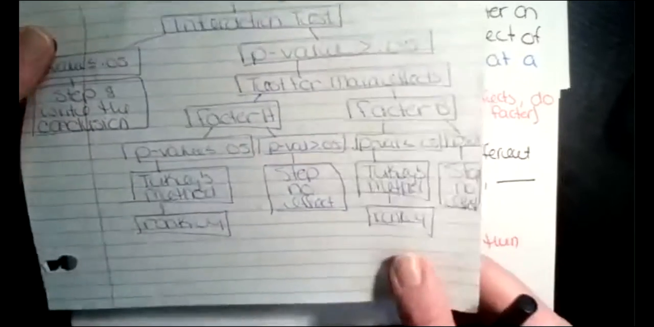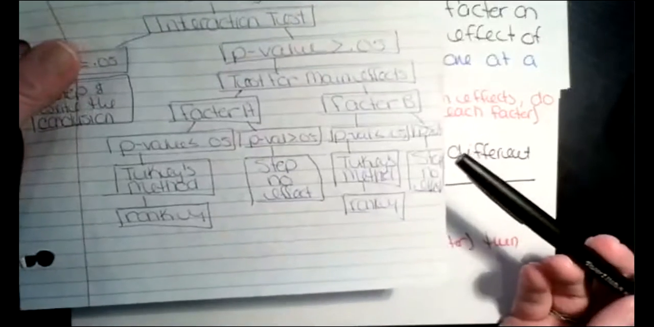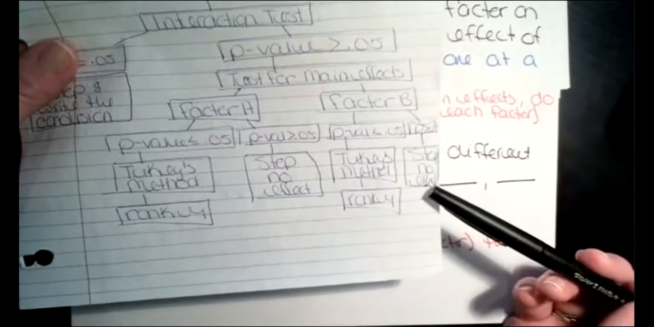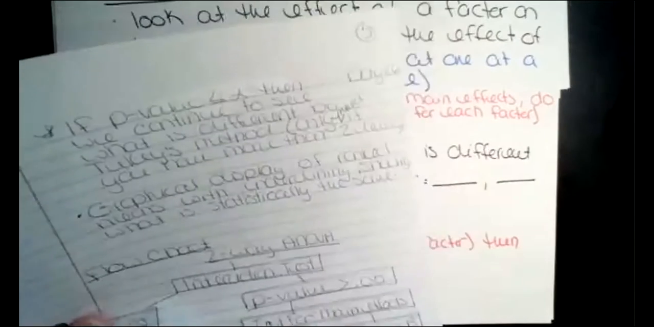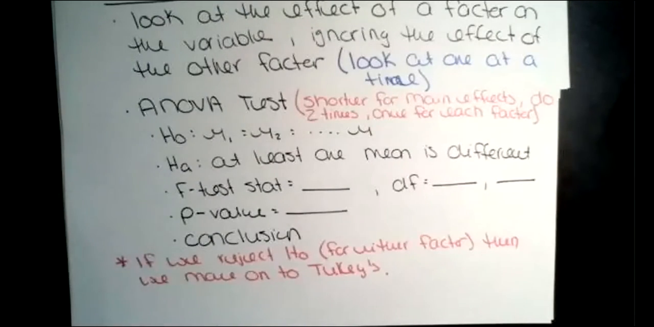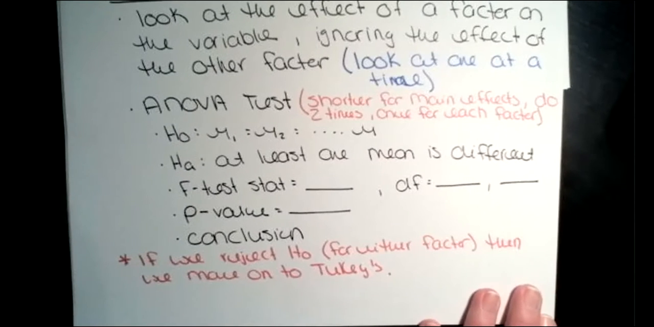write a conclusion. If factor B has a p-value greater than 0.05, it's really hard to read there because I'm squeezing it in, then you stop. That means that the means are the same, right? There's no effect. So I'll write this up and I will post it because I don't want to take a bunch of time writing it out, but I think it's worthwhile for you guys to see. So I'll write that up and I'll post it separate from the notes.